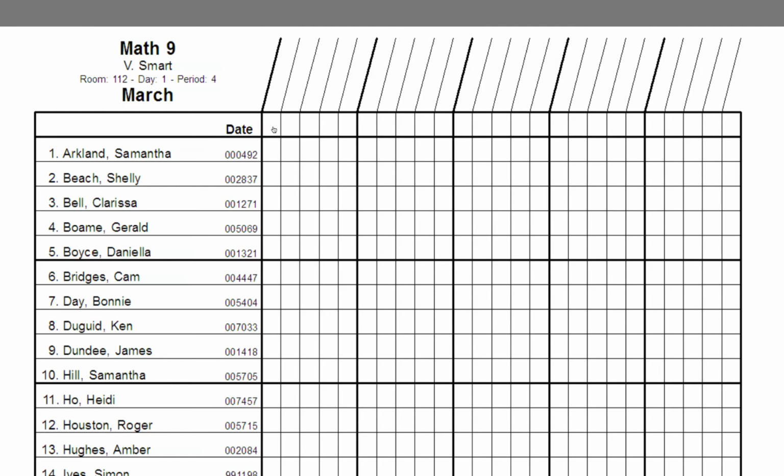Pencil in the days of the month: 3, 4, 5, 6, 7, 10, and so on. Pencil in A for absent, L for late, T for tardy, V for vacation, D for doctor, and so on.